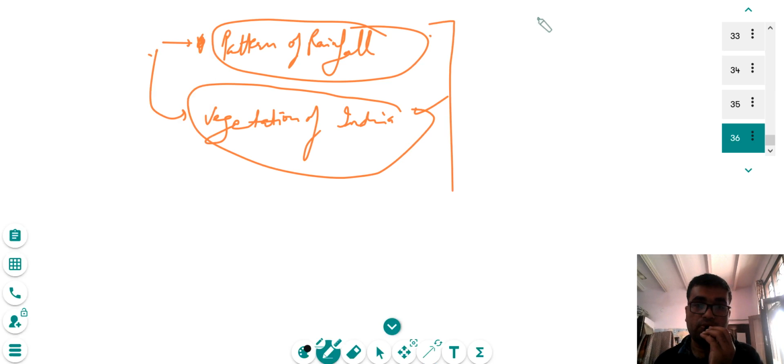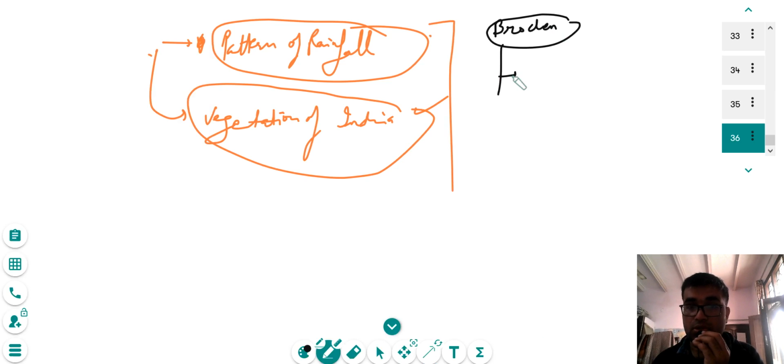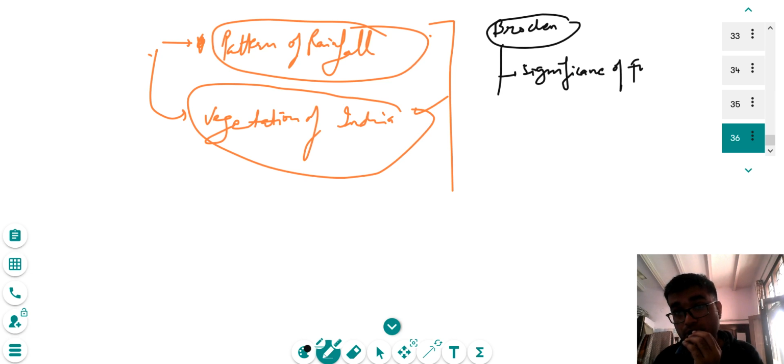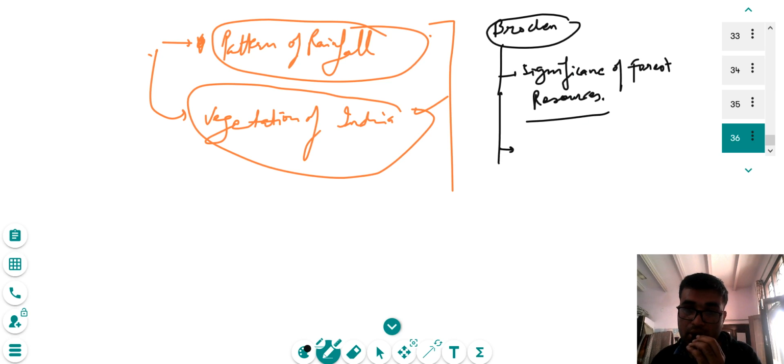In the next class, we will broaden the scope of the discussion, and we will discuss the forest resources in a broader way. That is the significance of forest resources, right? The second one that we will discuss is the exploitation of the forest resources, plus deforestation.